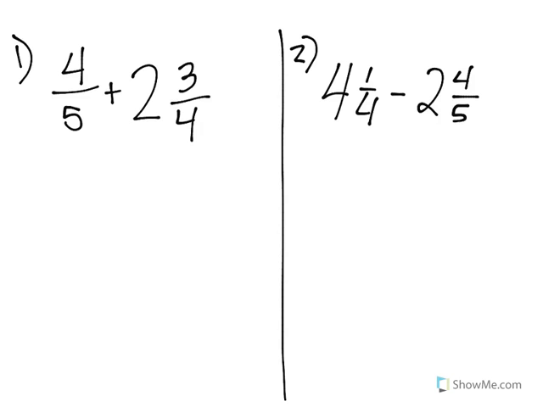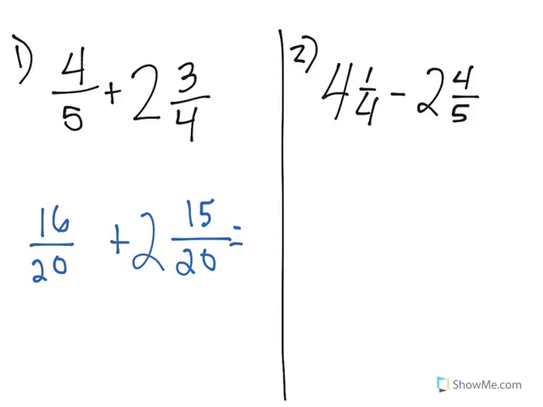Okay, so if we look at number one, the first thing we need to do is find the least common denominator between 5 and 4, which is just 20. In order to go from 5 to 20, we had to multiply by 4, so 4 times 4 is 16. And to go from 4 to 20, we had to multiply by 5, so 3 times 5 is 15. So we could simply just add this and we'll get 2 and 31 over 20.